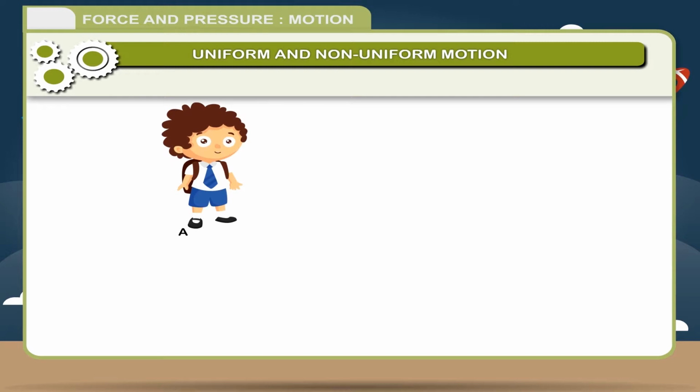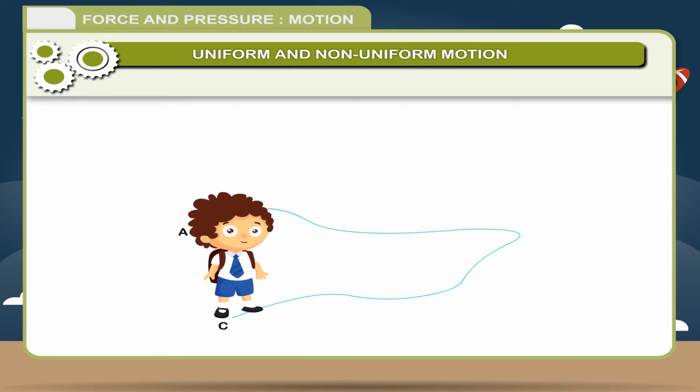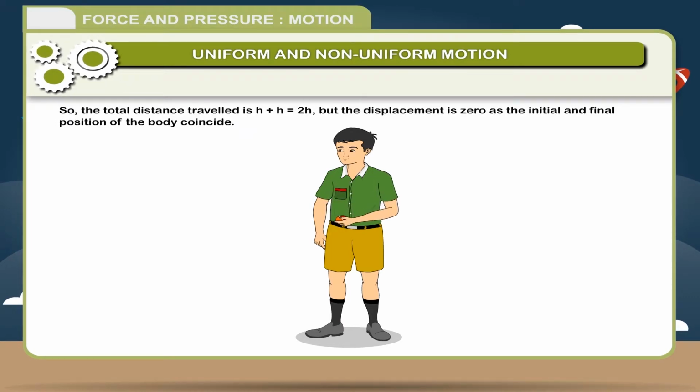Explanation. It may happen that the displacement of a body is zero though the distance travelled is not zero. Let us consider a body thrown vertically upwards. The body reaches a certain height, h, momentarily comes to rest and then again comes back to the thrower. So, the total distance travelled is h plus h, equal to 2h. But the displacement is zero as the initial and final position of the body coincide.